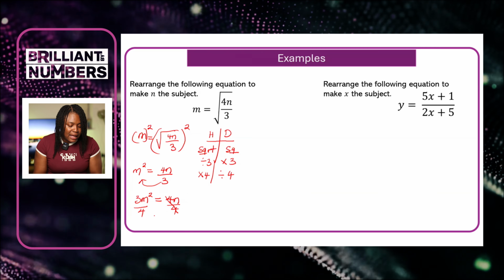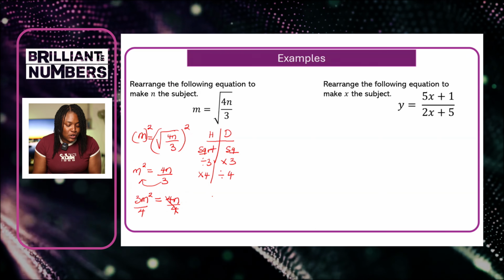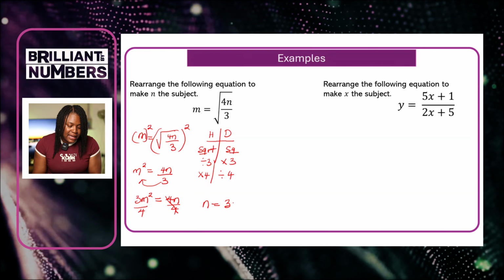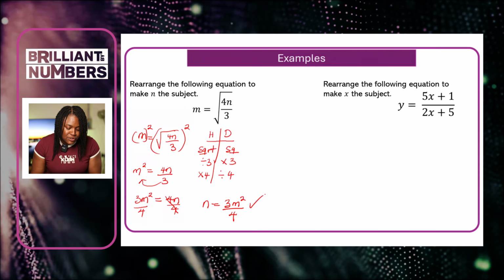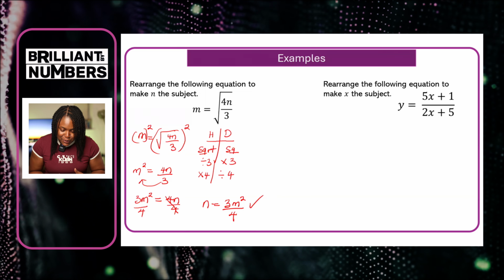So dividing both sides by 4, we have 4n divided by 4 leaving us with just n, so I just cancel that out. Now n is the subject of the equation. So I'm just going to rewrite n is equal to 3m squared divided by 4. And so n is now the subject of our equation.